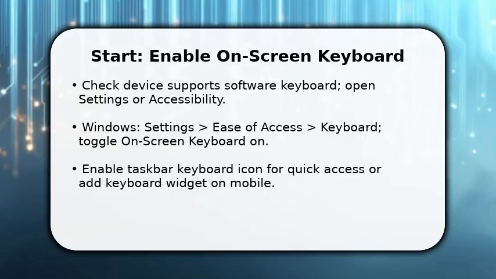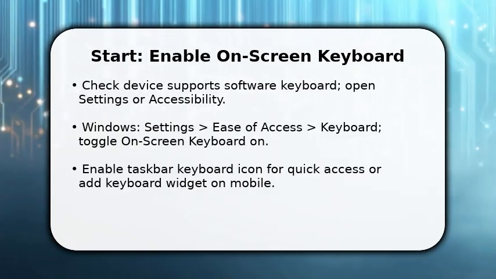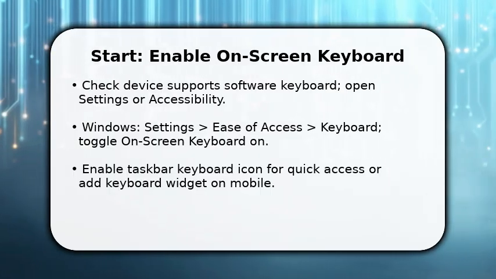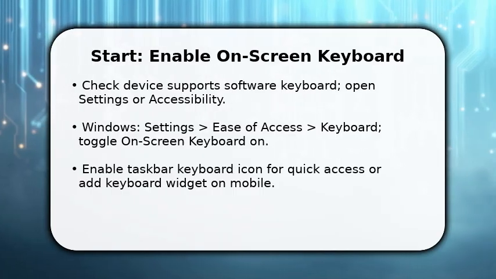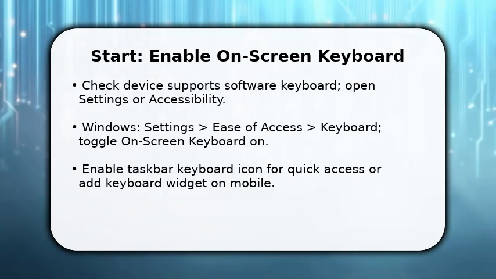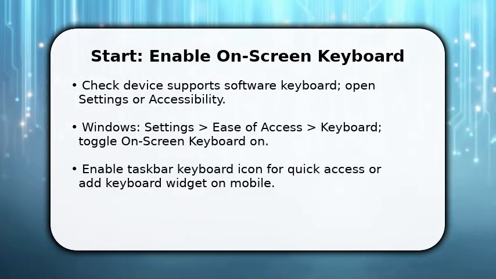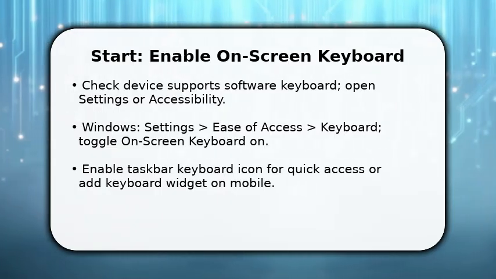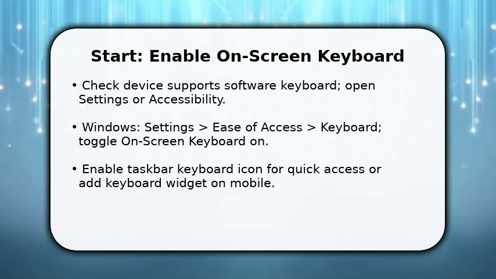You're ready to get the keyboard on screen now. First, confirm your device supports a software keyboard and open settings or accessibility. This saves time. On Windows, go to Settings, Ease of Access, Keyboard, and toggle the on-screen keyboard on. Once done, enable the taskbar keyboard icon so you can summon it fast. On touch devices, add the keyboard widget or enable Show on-screen keyboard in input settings. This first step establishes access immediately and prevents extra digging later.